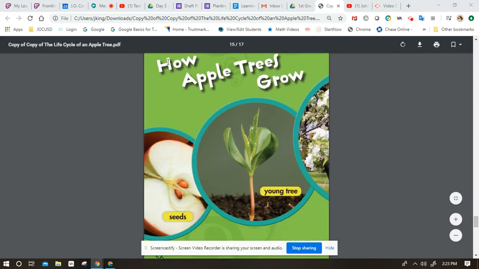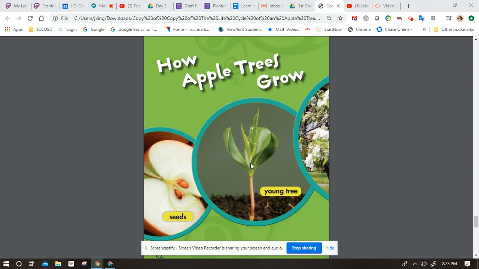This part is another title, How Apple Trees Grow. On this page, we see some photographs. We also see some writing. These words right here are called a caption. Captions tell us about photographs, what is in the photographs, or more information about a picture or a photograph.